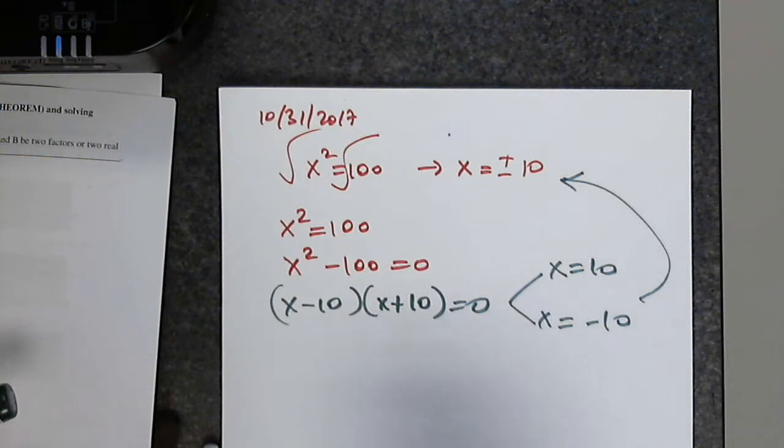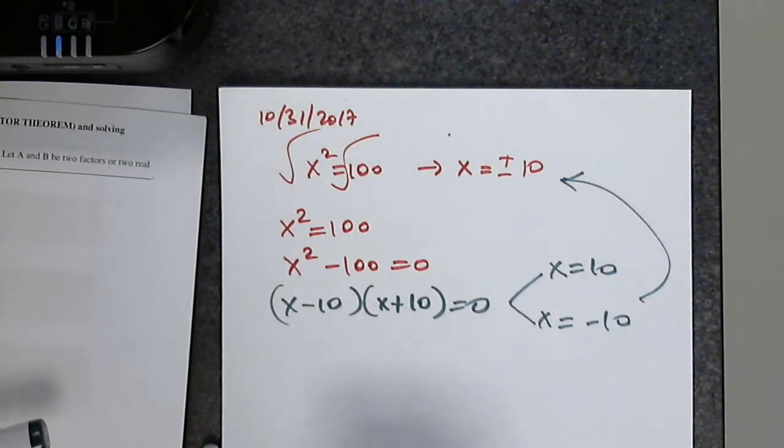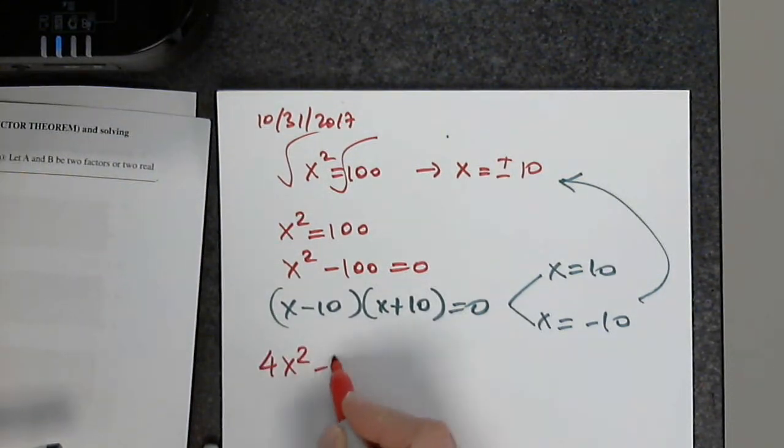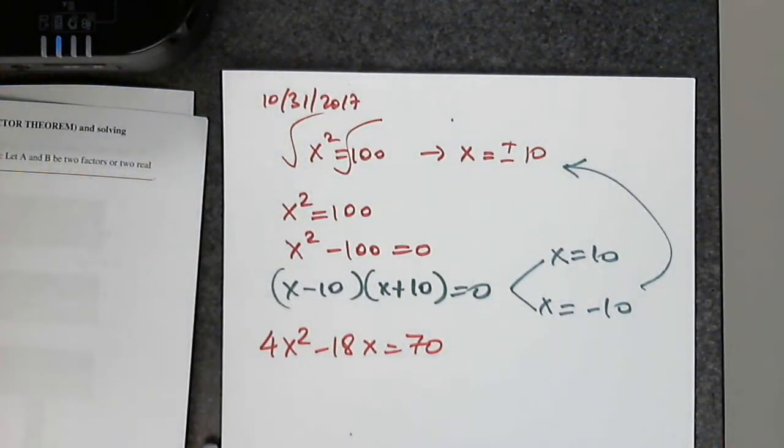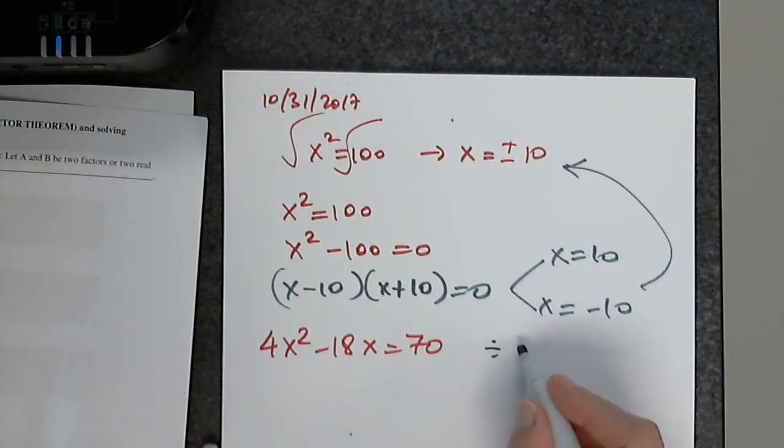Now the next problem. Any questions here? Okay, so then 4x squared minus 18x equals 70. Remember, the key words in any math classes are factor and simplify. So this is an equation. I'm allowed to simplify both sides, and I will. And I will divide both sides by 2.